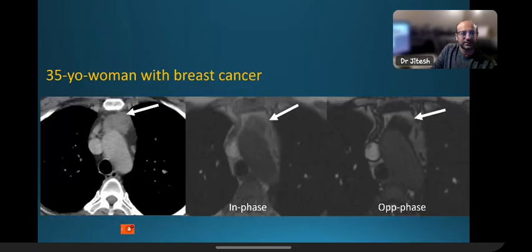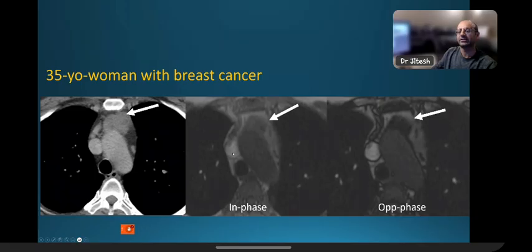How about this case? Another patient with breast cancer, a young patient who has this soft tissue lesion in the prevascular mediastinum. Now, in the absence of any prior imaging, we do not know what is going on here. This could be metastatic disease, could be a primary thymic neoplasm, or this could still be a rebound thymic hyperplasia, because the patient is a young patient with a malignancy, right? So we did MRI in this patient.